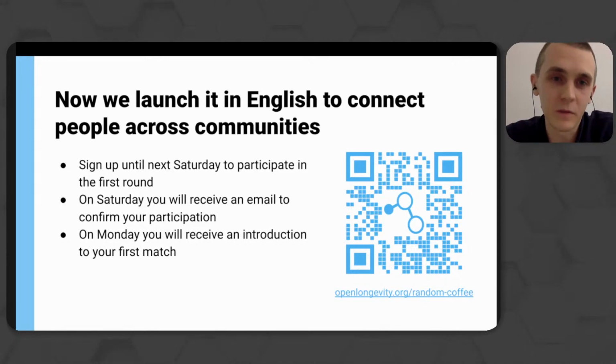So the format is pretty much the same, except that instead of Telegram, we will be using emails. We'll be sending you introductions via email. So if you would like to participate, I encourage you to do it before Saturday to start from the first round of matches. And on Saturday, you will receive an email which will ask you to confirm that you will be available for the meeting. And on Monday, you will receive an introduction for your first match, and you will start meeting awesome people. And that's pretty much it.